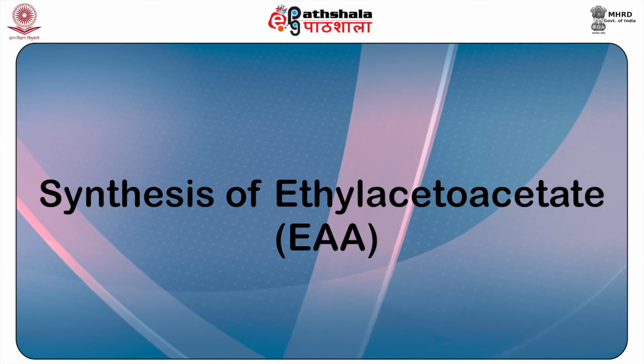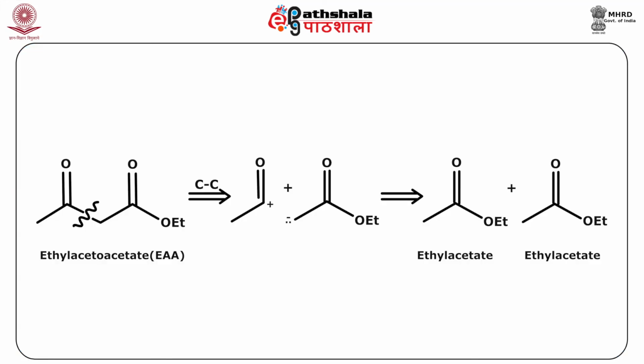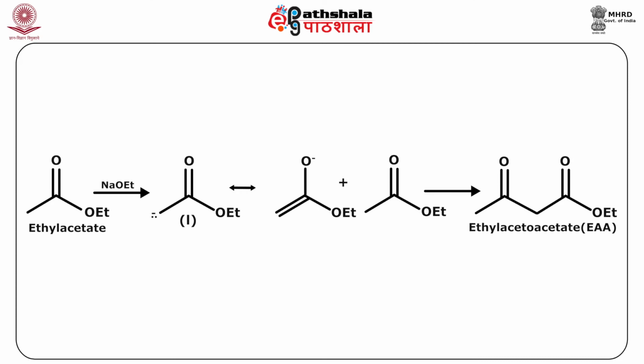Synthesis of ethyl acetoacetate. The retrosynthetic approach to the preparation of ethyl acetoacetate traces back the precursor as ethyl acetate. The synthesis can be carried out in the following steps. In step 1, ethyl acetate on reaction with the base sodium ethoxide forms the corresponding anion 1, which is resonance stabilized. In step 2, anion 1 reacts with another molecule of ethyl acetate and forms ethyl acetoacetate. This reaction is known as Claisen condensation.